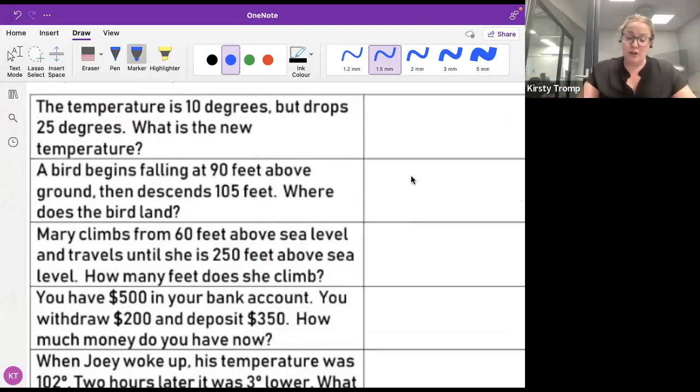Okay. So we've got the temperature is 10 degrees, but drops 25 degrees. What is the new temperature? So at the moment, they're saying to me, it's 10 degrees Celsius. Okay, it's 10 degrees Celsius, all right? But the temperature is going to drop 25 degrees.